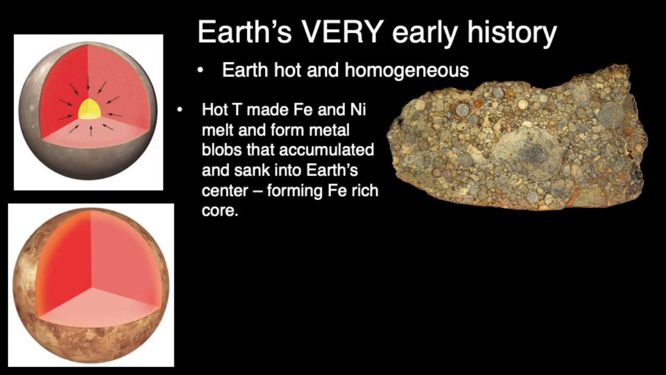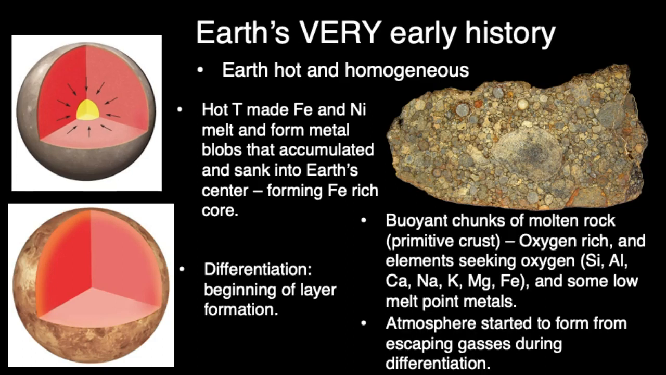Eventually, the melting produced these liquid blobs of dense metal that sank towards the center of the planet, causing the current iron-rich dense core of the Earth. So, again, those liquid blobs of very dense metal, which were mostly iron and nickel, sank towards the center of the planet. Okay?